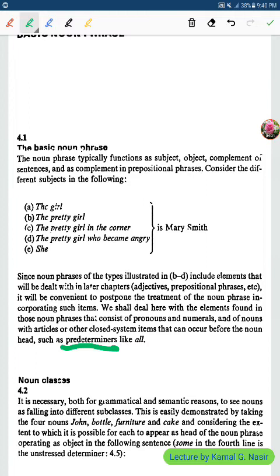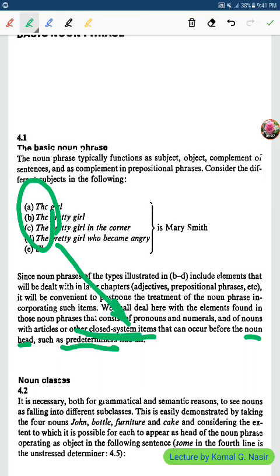as we are going to see in the coming chapters, not all of them are predeterminers, but can be a predeterminer, especially when it comes before the noun, the head noun, okay, and it belongs to the closed system items. Now, for example, they belong to the closed system items.